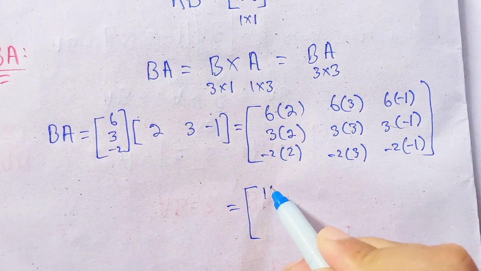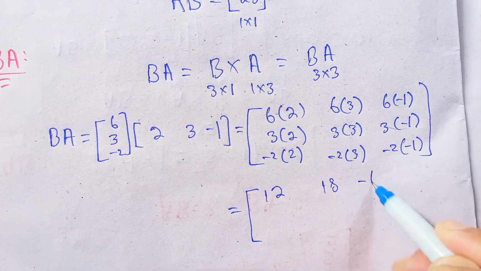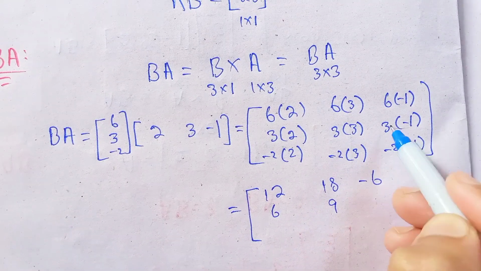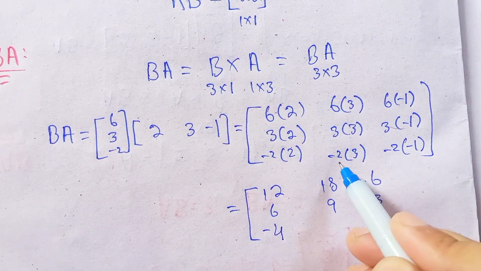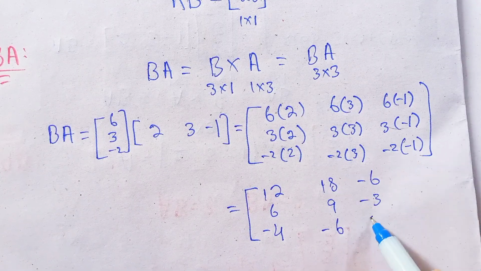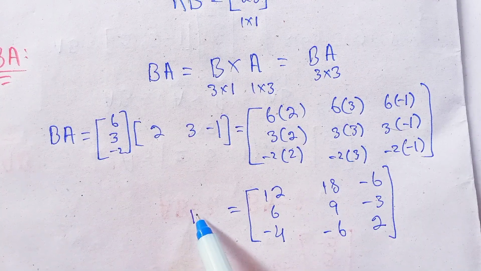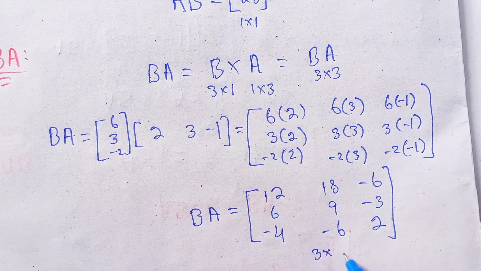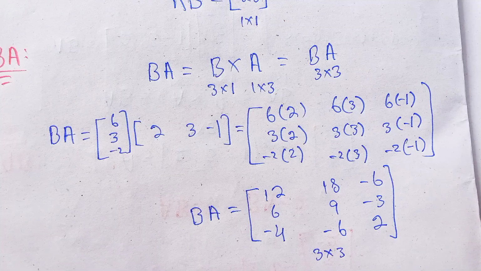Which equals 6 times 2 as 12, 6 times 3 as 18, 6 times negative 1 as negative 6, 3 times 2 as 6, 3 times 3 as 9, 3 times negative 1 as negative 3, negative 2 times 2 as negative 4, negative 2 times 3 as negative 6, negative 2 times negative 1 as positive 2. So this is the matrix BA, and matrix BA has an order of 3 by 3 because there are 3 rows and 3 columns. So dear viewer, this was the video about the multiplication of matrices.